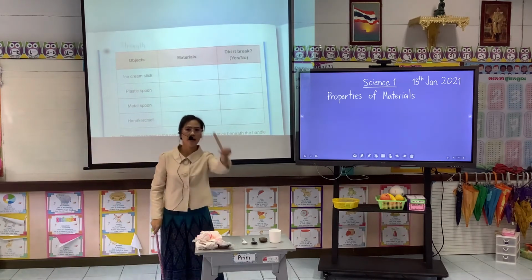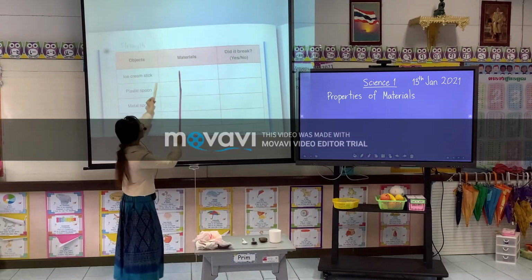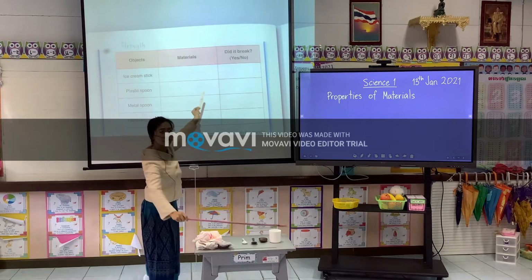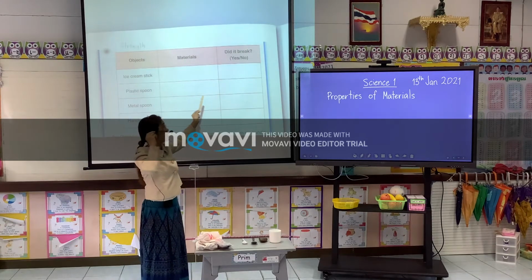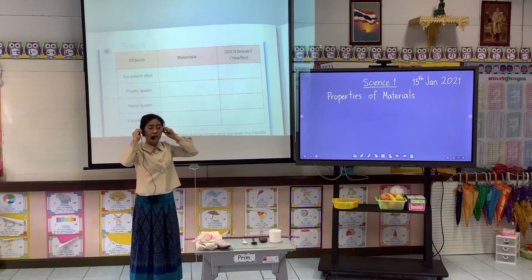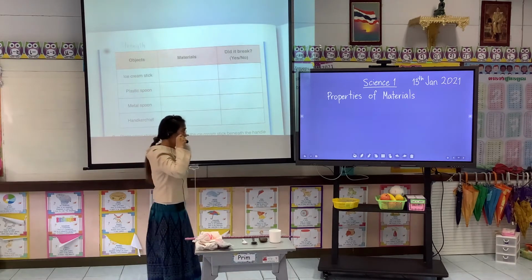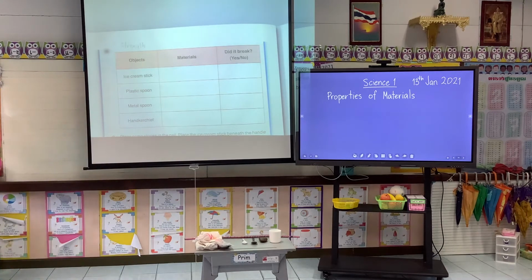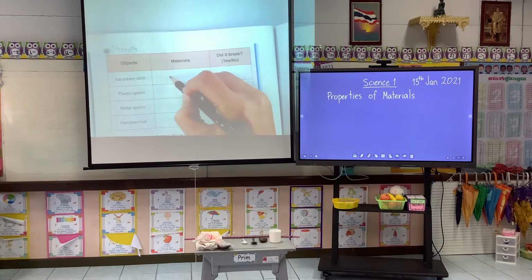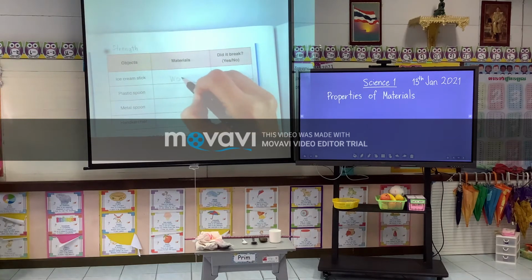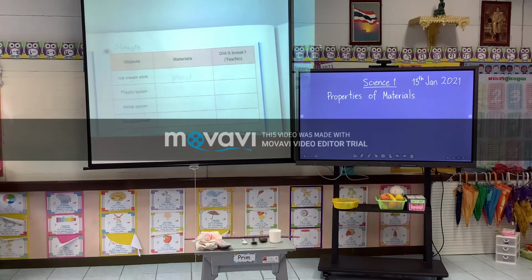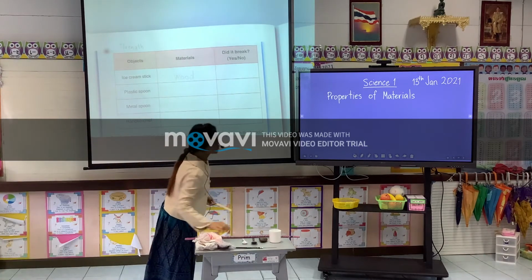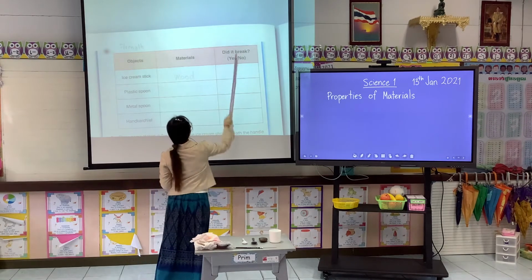This one, our ice cream stick. What material does an ice cream stick is made of? Made of what material? Wood, right? It is made of wood. Please write down there your answer, wood. W-O-O-D. Wood. Okay.